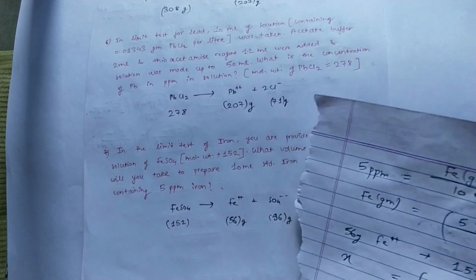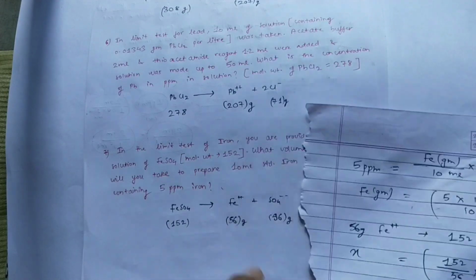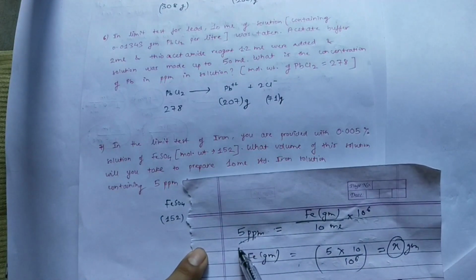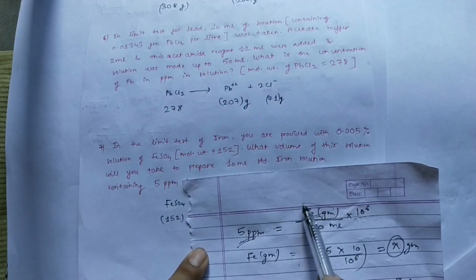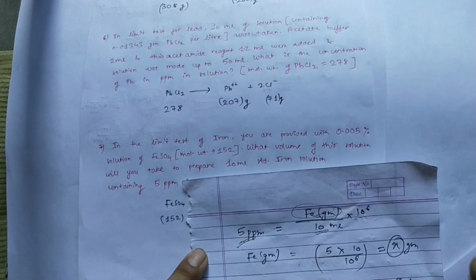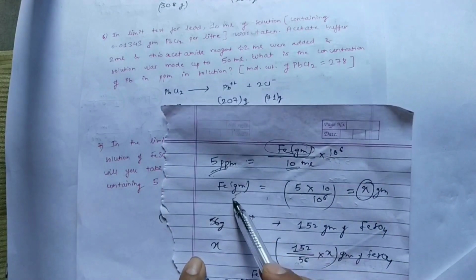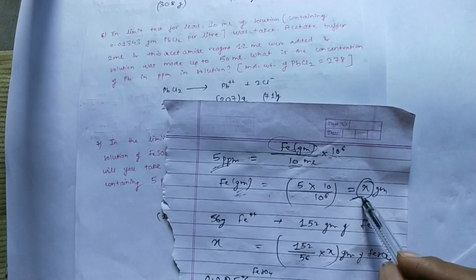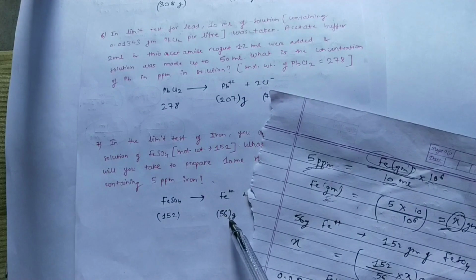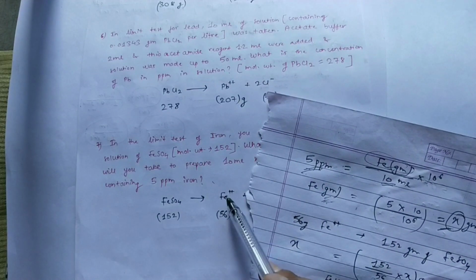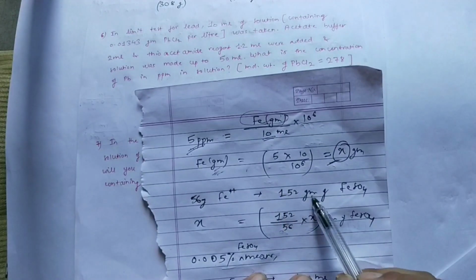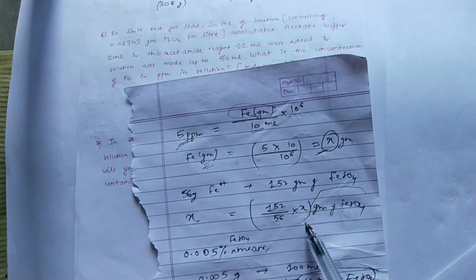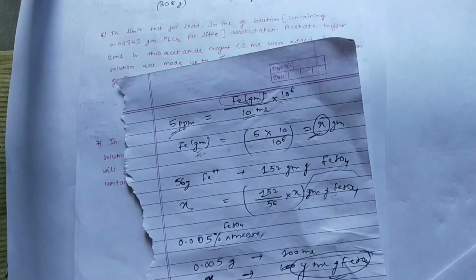Just a rough sketch I have written of this question. See here, you have 5 parts per million final solution, iron in gram you need to find out, and the final volume is 10 ml. Suppose you got iron in gram as x gram. Suppose I didn't calculate it, x gram. Now you know, to produce 56 gram of iron, you need 152 gram of ferrous sulfate. Then for x gram, how much is required? You will get a few gram of ferrous sulfate.